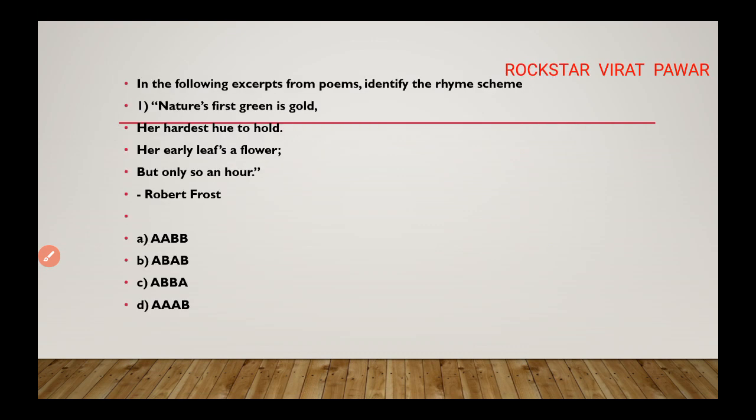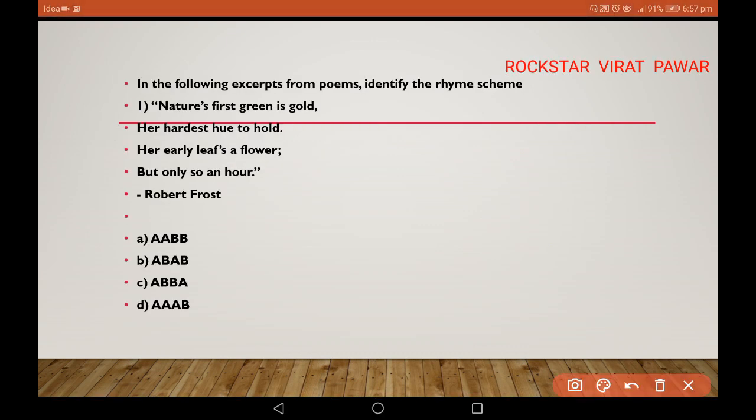Okay, see, we are going to give a different type of example. See here, in the following poem, identify the rhyme scheme. The first line is: Nature's first green is gold. The second line is: Her hardest hue to hold. The third line is: Her early leaf's a flower. The fourth line is: But only so an hour.